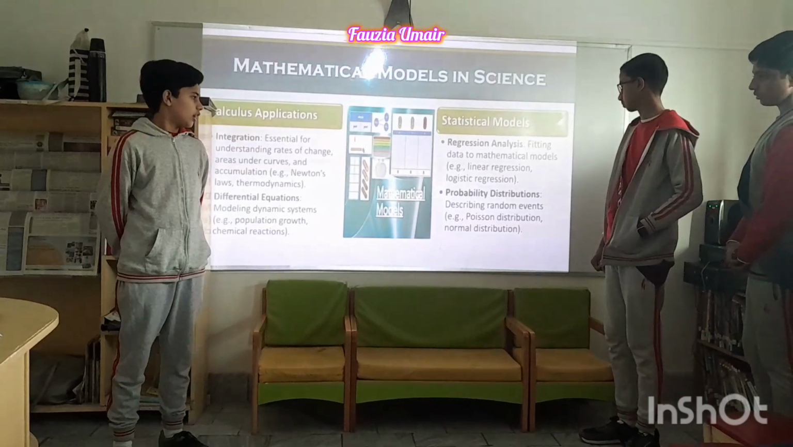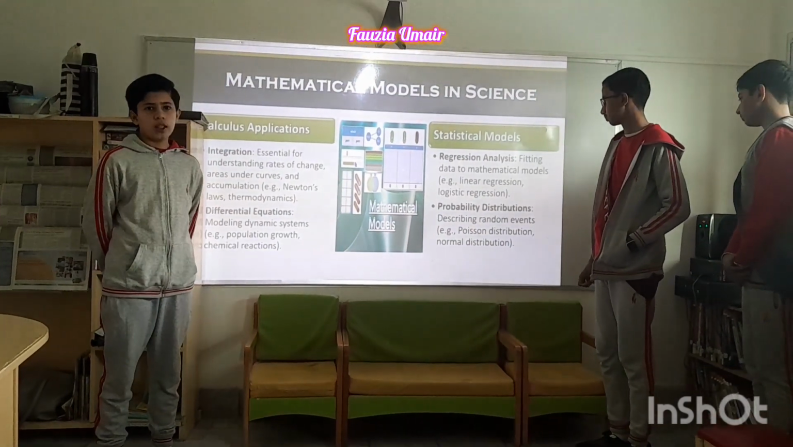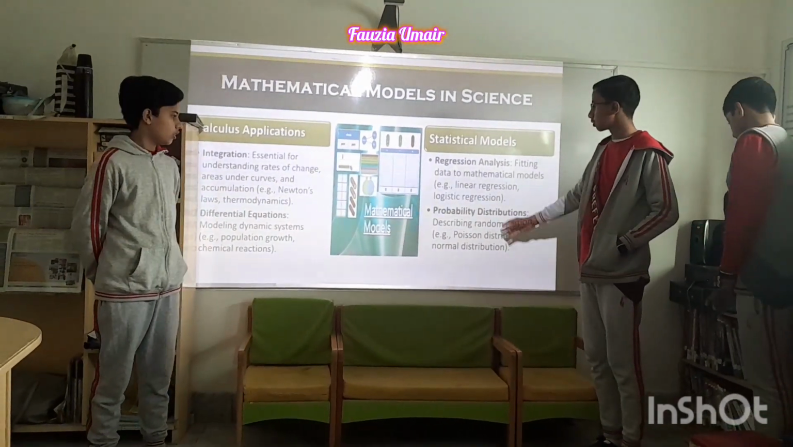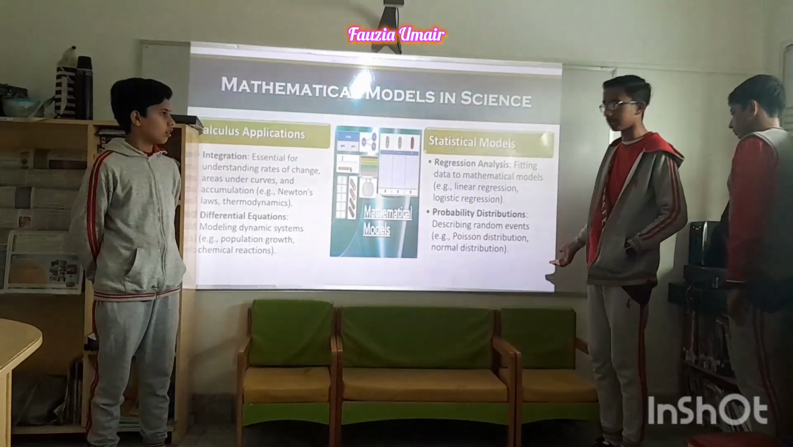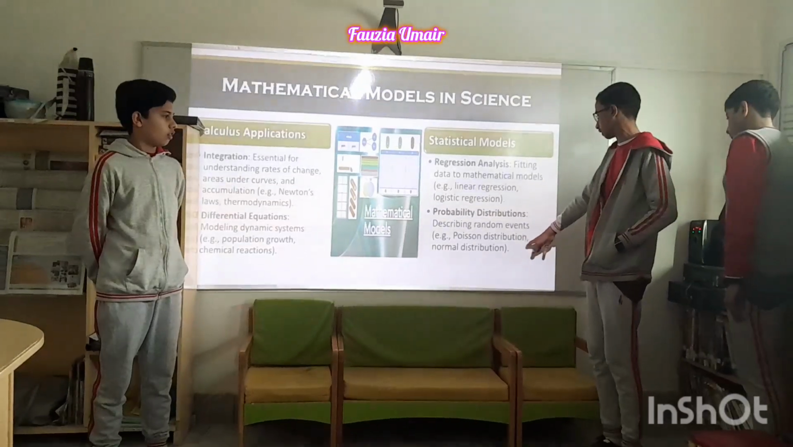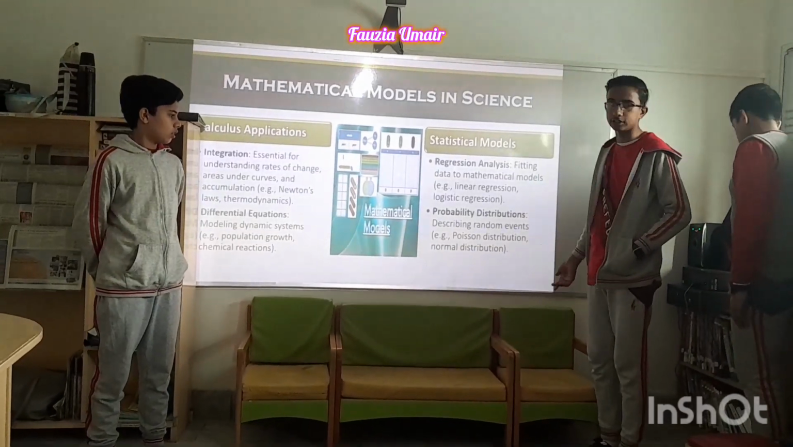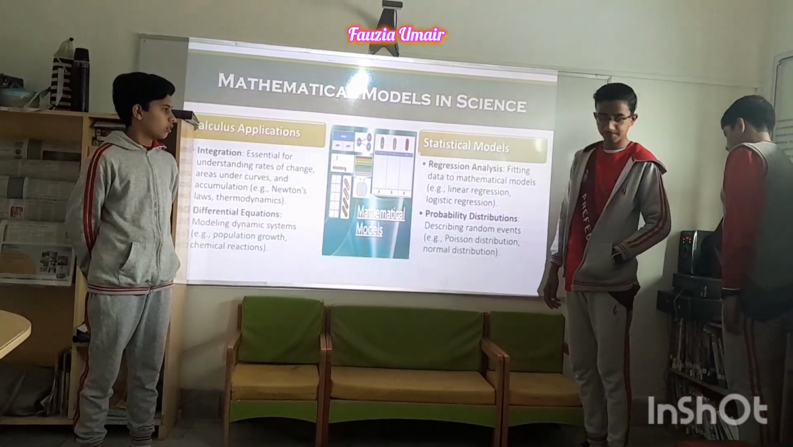Probability distributions. Describing random events, example, Poisson distribution and normal distribution. So probability is a chapter we learn in maths, and here describing random events, just like random events of sciences, Poisson distribution and normal distribution, which are of sciences.